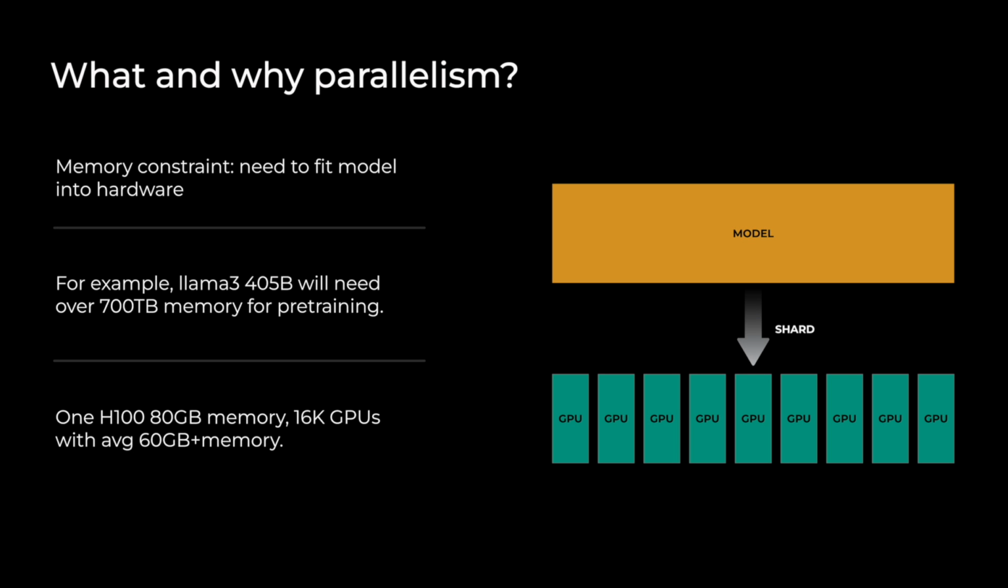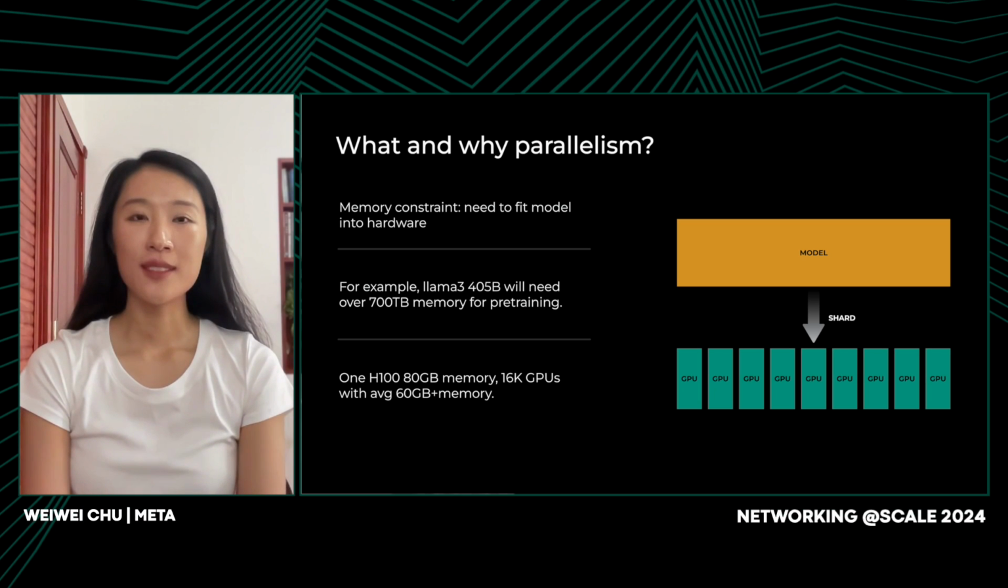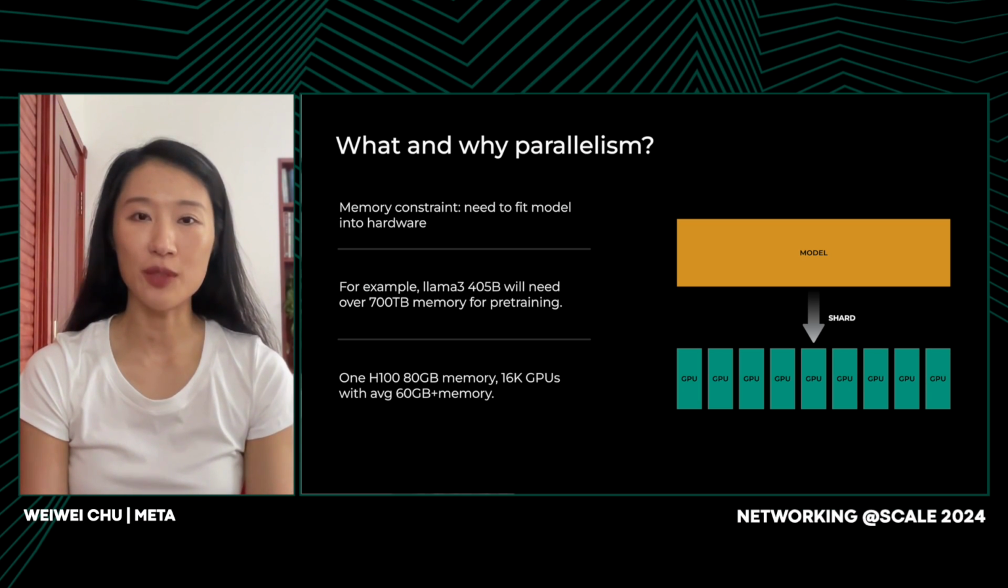So first, what is parallelism and why do we need parallelism? To train a model, we need to fit the model into hardware memory. For example, the Llama 3 405B model will need over 700 terabytes of memory. However, H100s each only have 80 gigabytes of memory. So we need to split the model over 16K GPUs, with each GPU using over 60 gigabytes of memory. So parallelism is to shard the model to fit into GPUs, and parallelism needs to minimize the communication between GPUs.